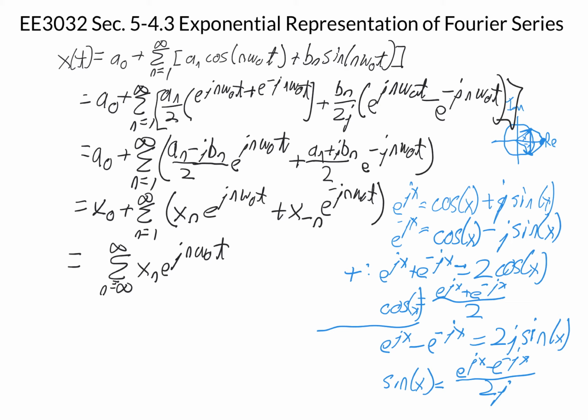One more important point about the relationship between the exponential form and the sine-cosine form. When we look here at our x of n and our x of minus n, we see they only differ by the sign of j. So that allows us to write this relationship. We can say x of n is equal to x of minus n conjugate. This applies for real signals.